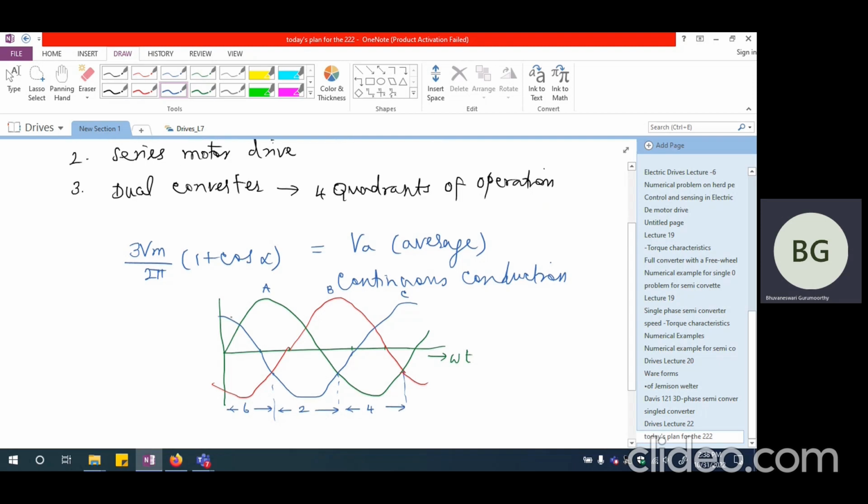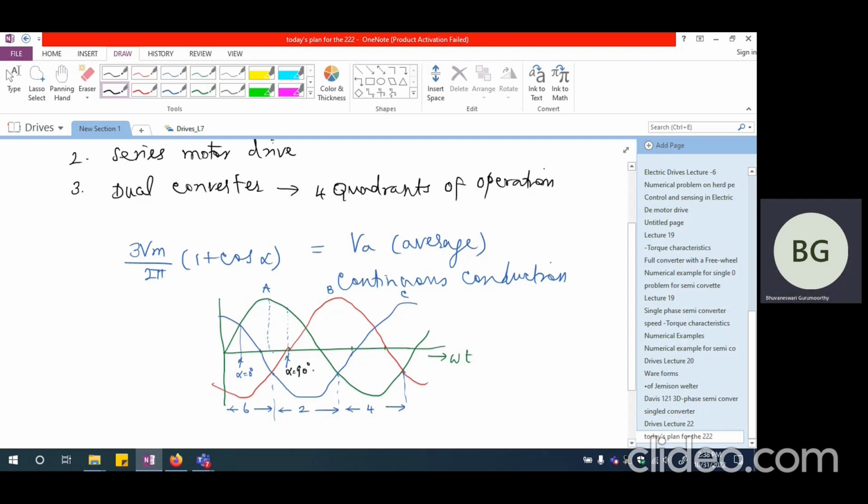And depending upon which device I am firing, for example, if I am firing device number 1 here, only 1 and 2 will continue to conduct. And if 1 is fired here, we are going to have alpha equal to 60. So alpha is calculated from this point. So if I have alpha equal to 90, for example, this is the point where alpha is 90. So this is alpha equal to 90.